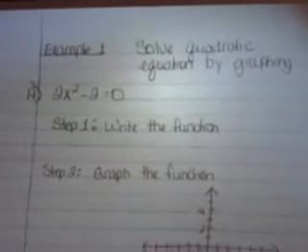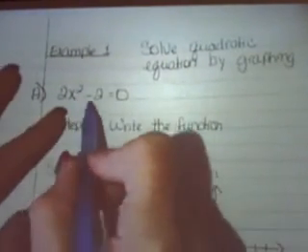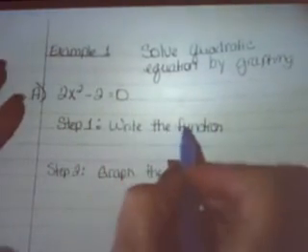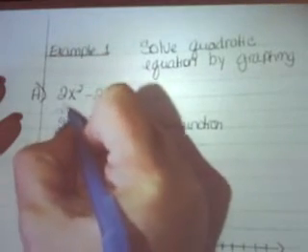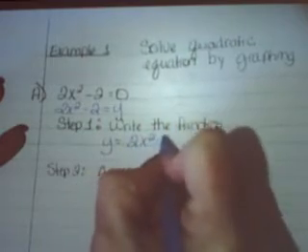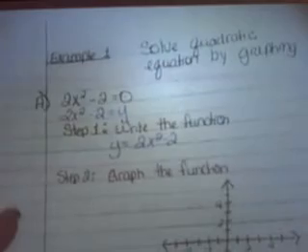Okay, so example 1. Solve the quadratic equation by graphing. They give us 2x squared minus 2 equals 0. We want to solve this by graphing, therefore we have to write it as a function. So instead of 0, I'm going to put a y there. So I'm going to have 2x squared minus 2 equals y. The way we're used to seeing it is y equals 2x squared minus 2. We just flip it.